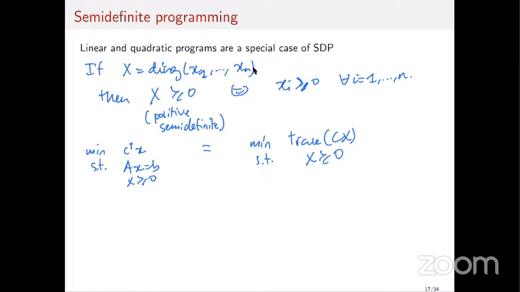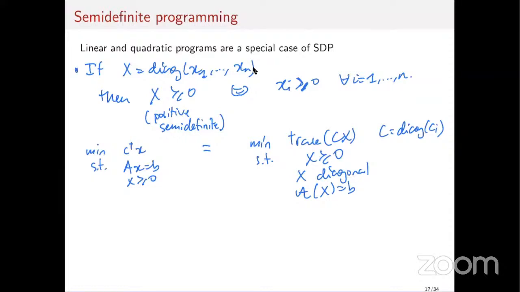Okay, and I can put some additional constraints. So I can write here that X is diagonal. And then AX equals B, I can rewrite as some linear constraints on the entries of X. This is fairly easy. And here C is just the diagonal of the C_i's. Essentially the idea is that by restricting a positive semi-definite matrix to be a diagonal matrix, you can get to just component-wise inequalities.